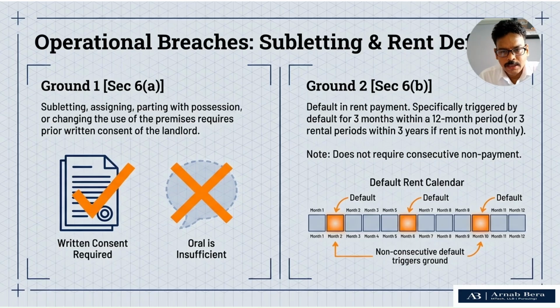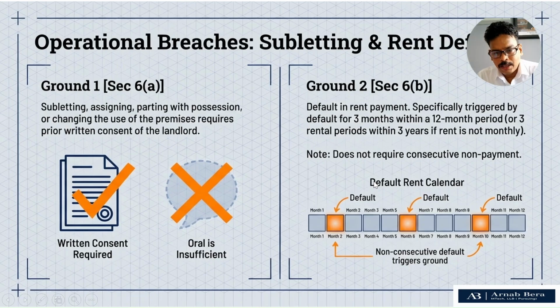Ground 2 is default in rent payment. This is under section 6B. It is specifically triggered by default of 3 months within a 12 month period, or 3 rental periods within 3 years if the rent is not monthly.